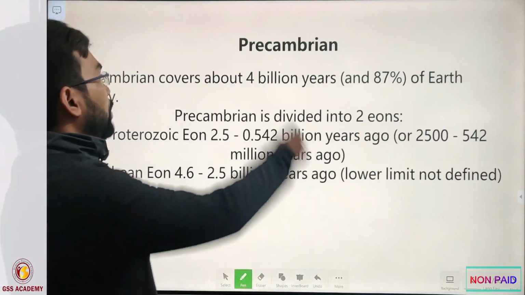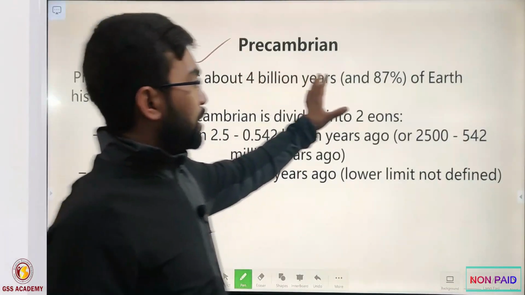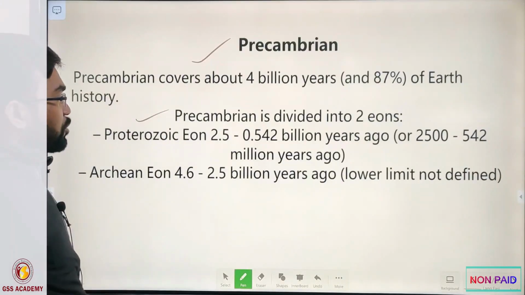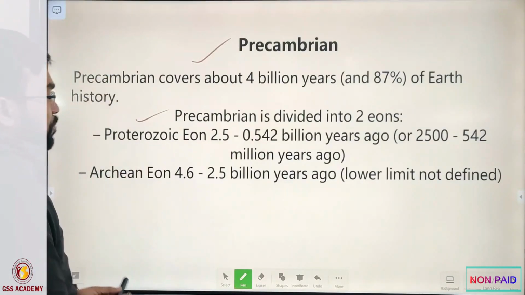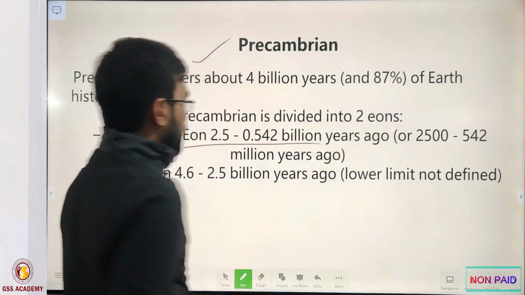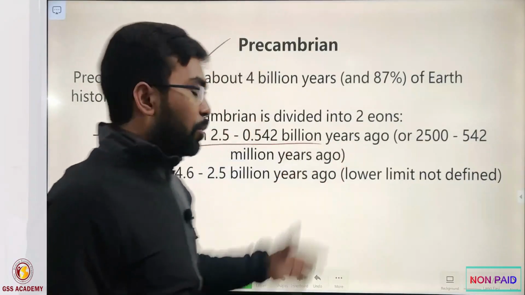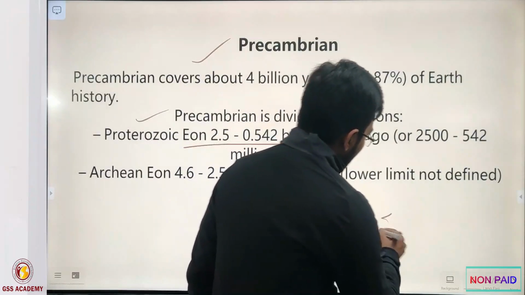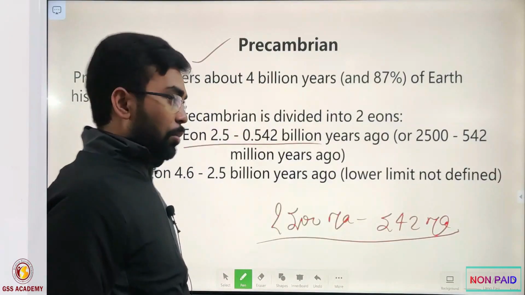Now look at here about the Precambrian. Now we should enter into the Precambrian. So Precambrian, as we discussed earlier, is divided into two parts, Proterozoic and Archean. The base of the Archean is not clearly defined, but the Proterozoic lies from 2.5 billion years, or you can say 2500 million years, to 542 million years. This is the age of the Proterozoic.